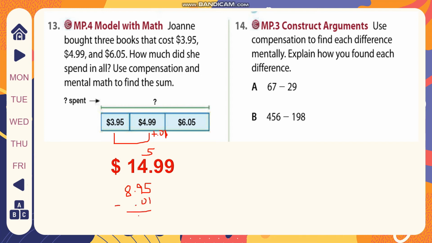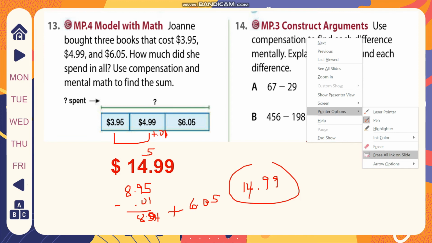So this becomes 8.94. So 8.94 plus 6.05. So this is easy now. 94 plus 0.05, that is 0.99. Then 8 plus 6, that is 14. That's why the answer is 14.99.